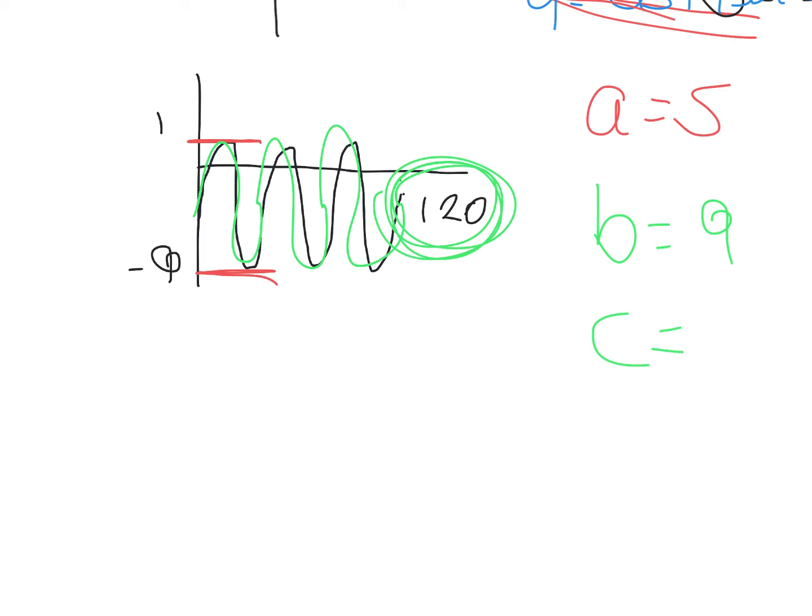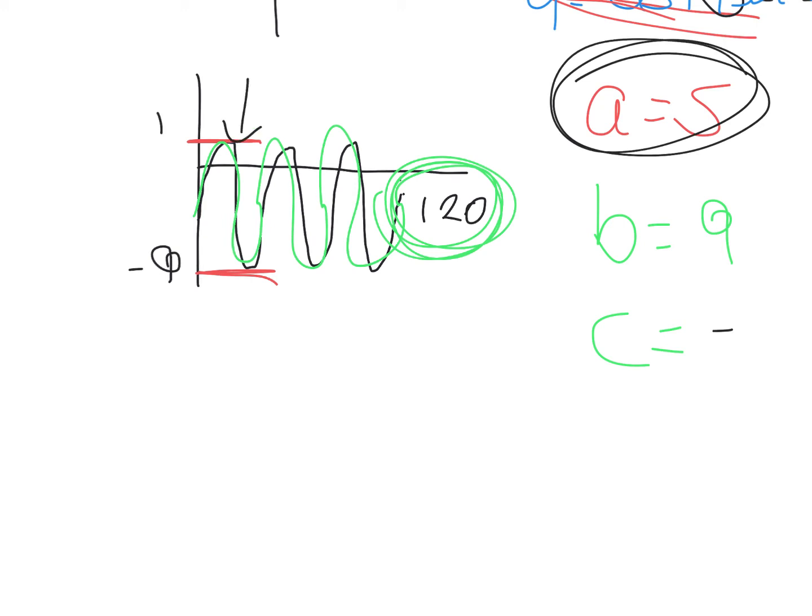C is the vertical shift. The curve should go up to its amplitude. It should go up to 5, which is its amplitude. It only goes up to 1. It's been shifted down, so that's a minus. It's been shifted down 4 units, that's minus 4.